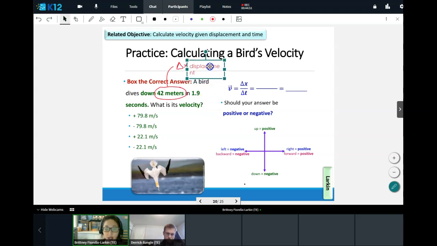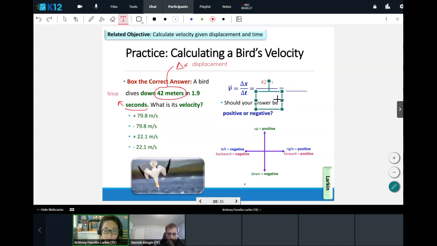Excellent. So what I'm going to plug in on top is 42 meters. And then taking a look here, 1.9 seconds. Seconds is the unit for what? Is that a velocity or a time? Excellent. I see Lexi working. I see Cody working. I see Jaime working. Yeah, this one is going to be our time. T for time. And so that one will go on the bottom.